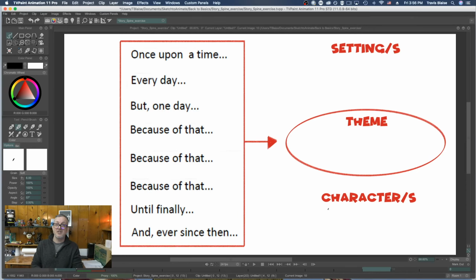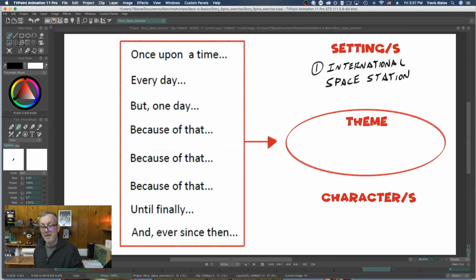So in this case, let's just keep it simple. We're going to do one each. Let's pick our very best one. For settings, what should we write down? How about the International Space Station? So what do you think, Anita? Yay! All right, so we have chosen International Space Station.